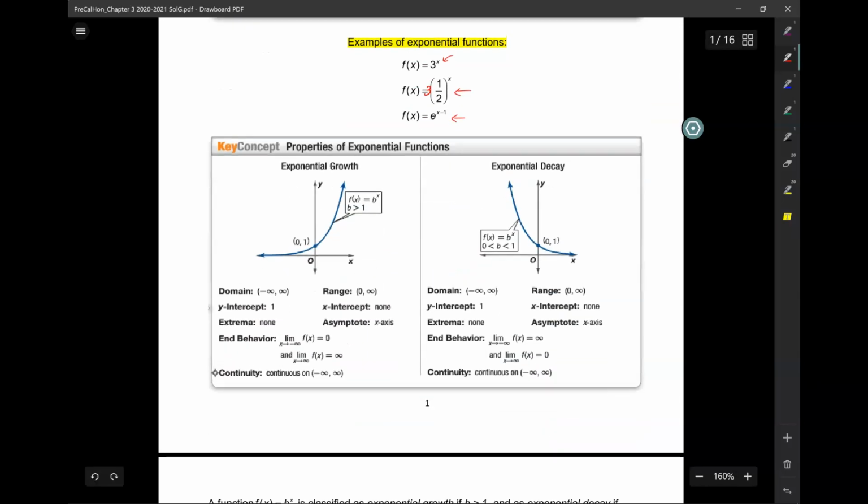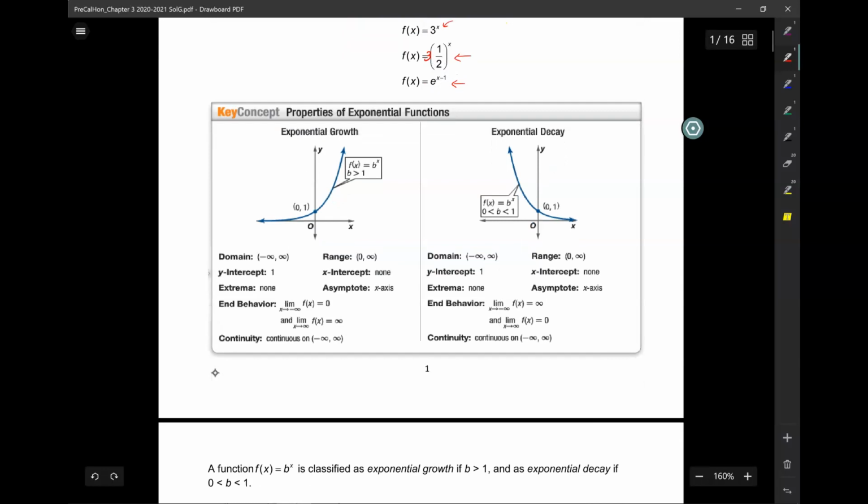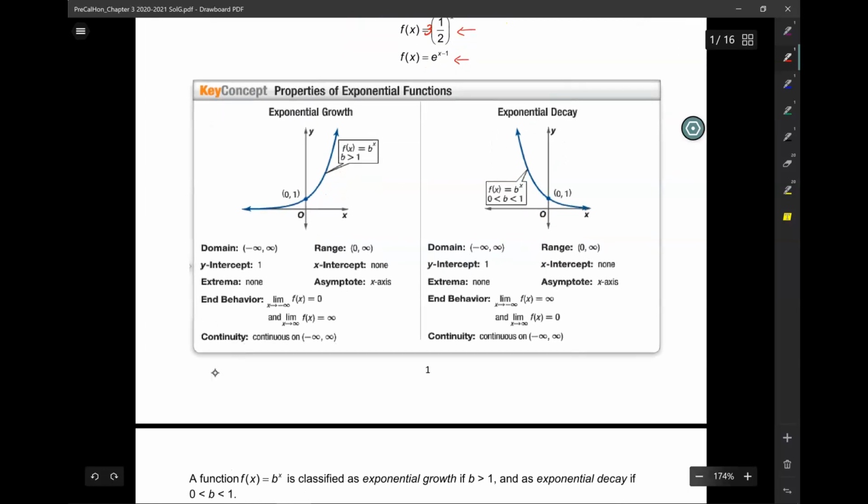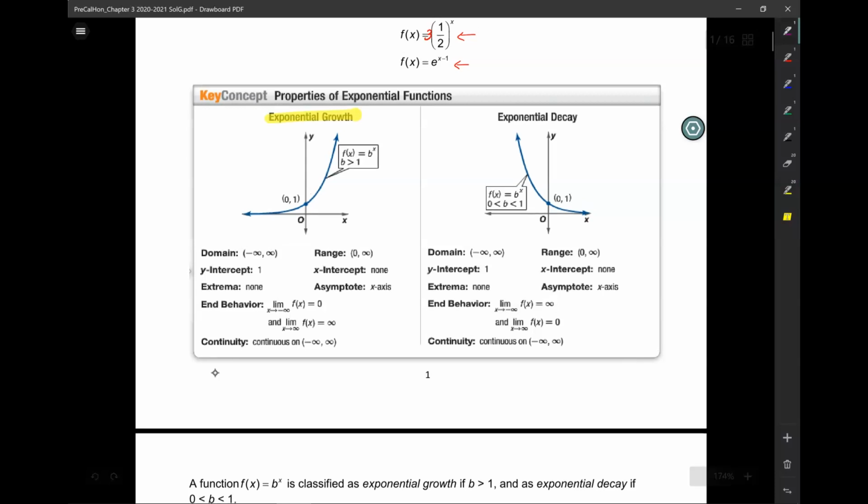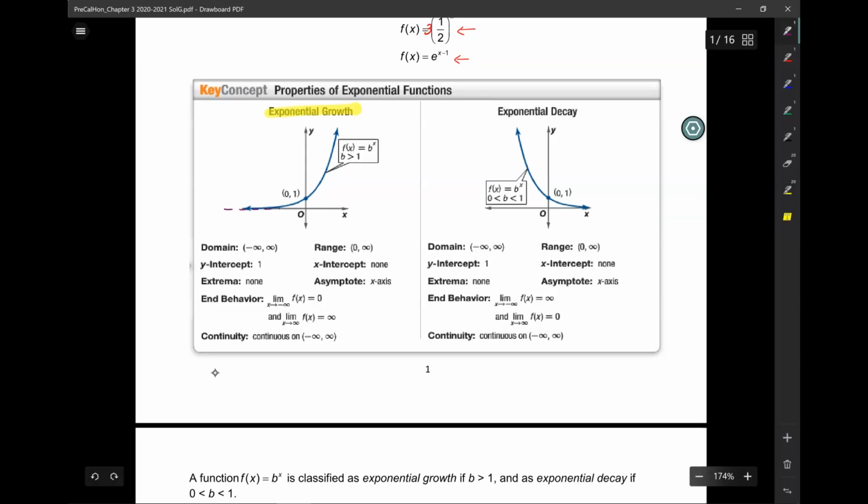Right. Let's talk about some properties of exponential functions. Here we have 2 graphs. The first one is for exponential growth. And let's just take a look at what the trends of that look like. So first of all, this graph has a horizontal asymptote. That means here, it follows that asymptotic behavior. And then as you can see, as your x values increase, this graph increases, but it increases very, very rapidly.